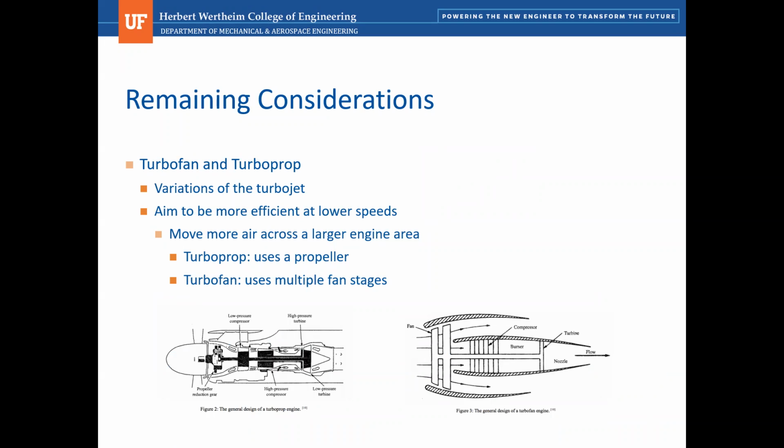That leaves us with the remaining considerations of the turbofan and the turboprop engines. They are both variations of the turbojet engine and aim to be more efficient at lower speeds. They do this by moving larger amounts of air across a larger area of the engine. The turboprop does this using a propeller, and the turbofan does this using multiple fan stages. Both can be seen below.